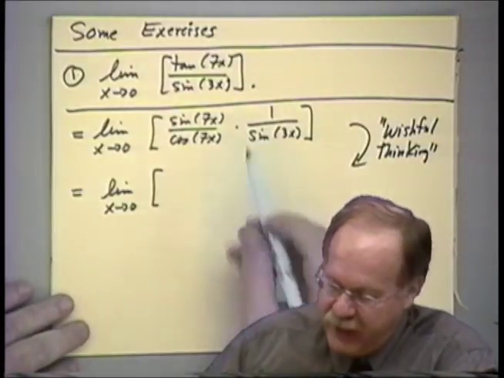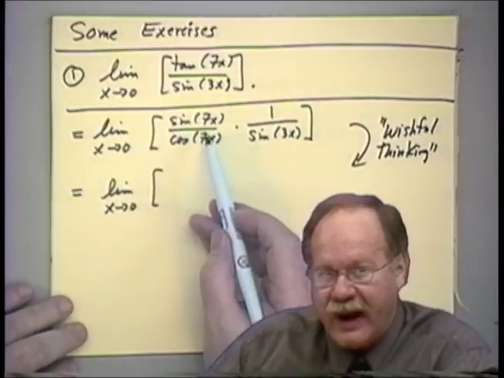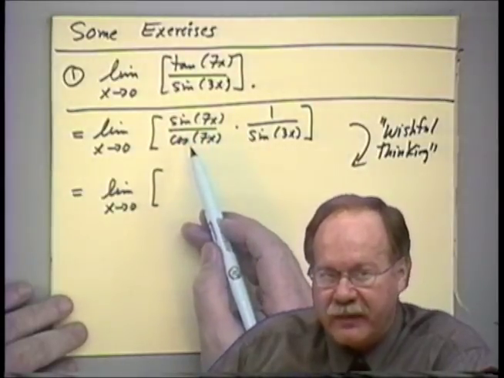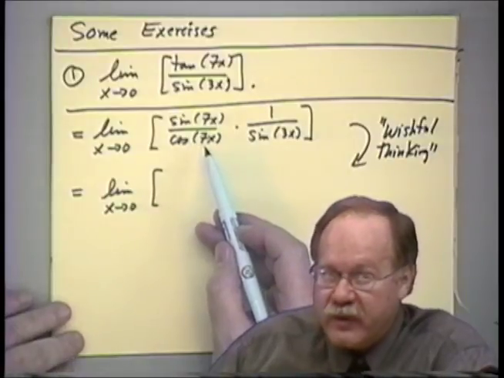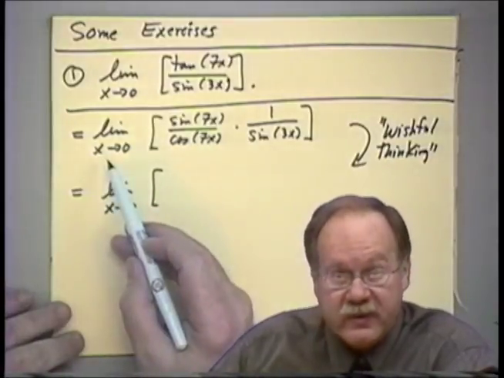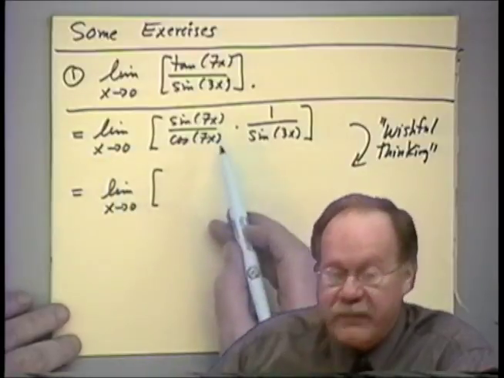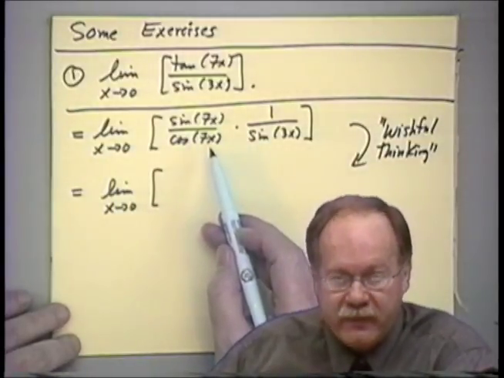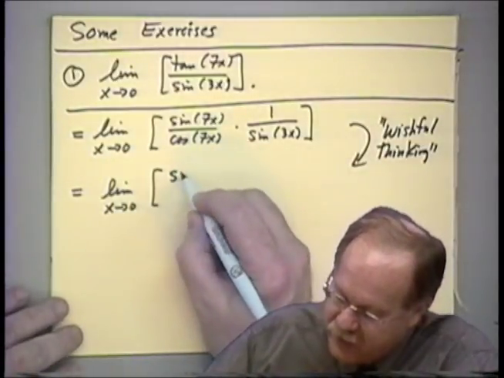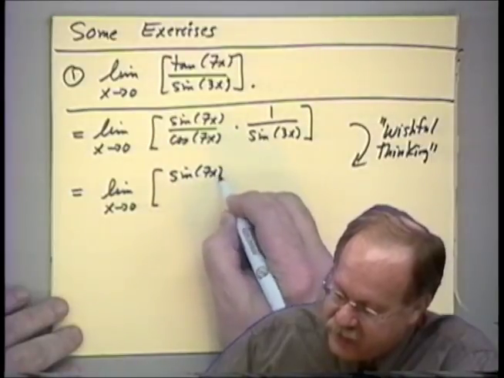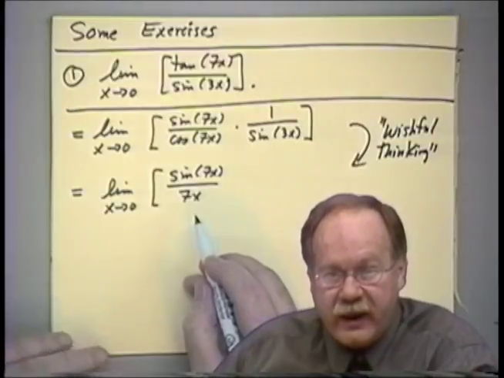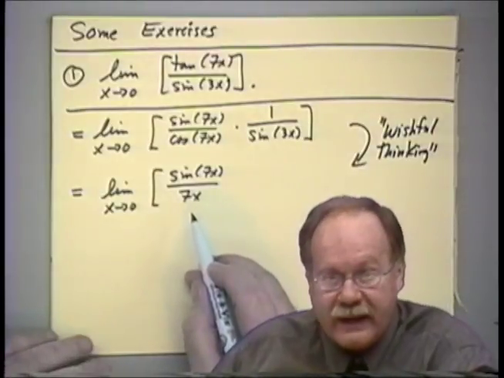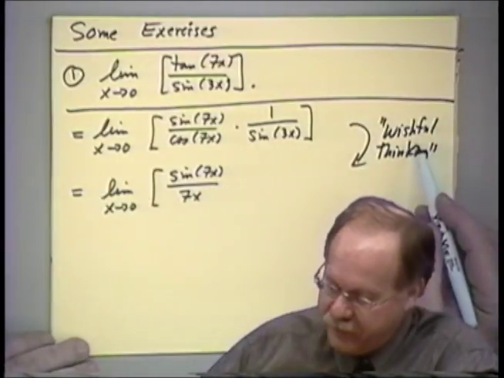For example, I see sine of 7x here. I would like there to be a 7x on the bottom, because then I'd have a sine of something over something, and if x goes to 0, 7x goes to 0, then I'd be able to pull in that limit I did before. So I'll write down sine of 7x over 7x. Now I'm not going to worry about making this work out just yet. Let's just write down what I'd like to have. That's the wishful part here.